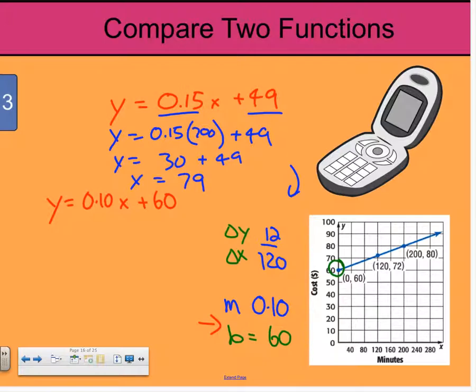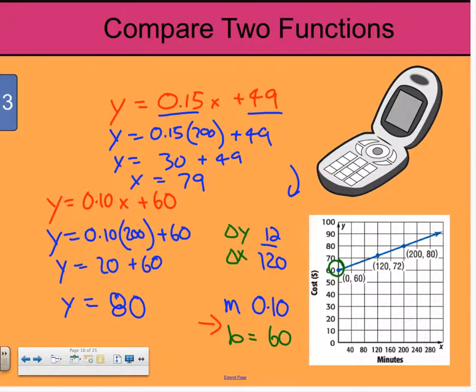Well, what about the cost for Benjamin? So we're going to do the same thing. We're going to substitute 200 in for x in his equation. y equals 0.10 times 200 plus 60. And if I multiply 200 times 0.10, I get 20. So y equals 20 plus 60, and that means that y equals 80. So Benjamin's bill for 200 minutes would be $80. So the two cell phone bills are very comparable for around 200 minutes.